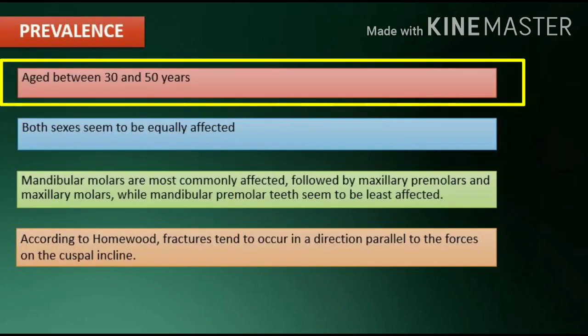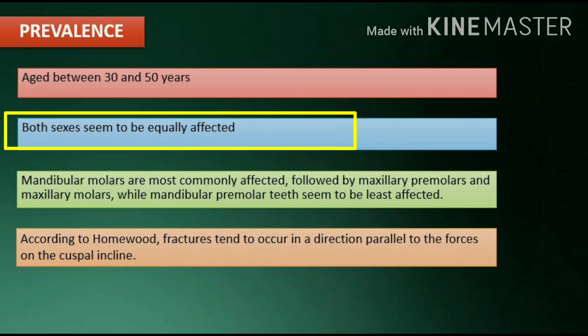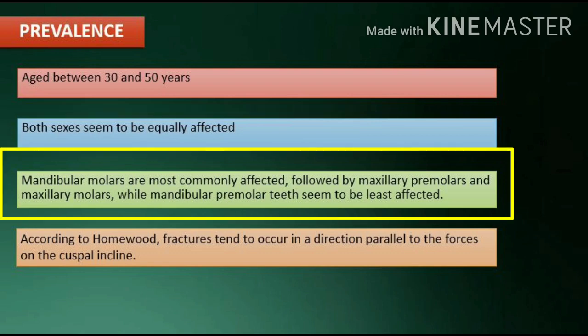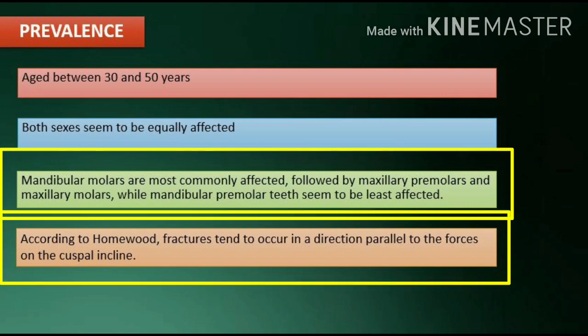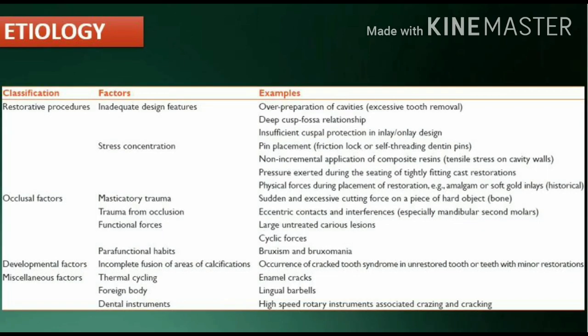Prevalence: the condition presents mainly in patients aged between 30 and 50 years. Both sexes seem to be equally affected. Mandibular molars are most commonly affected, followed by maxillary premolars and maxillary molars, while mandibular premolar teeth seem to be least affected. According to Homewood, fractures tend to occur in a direction parallel to the forces on the cuspal incline.